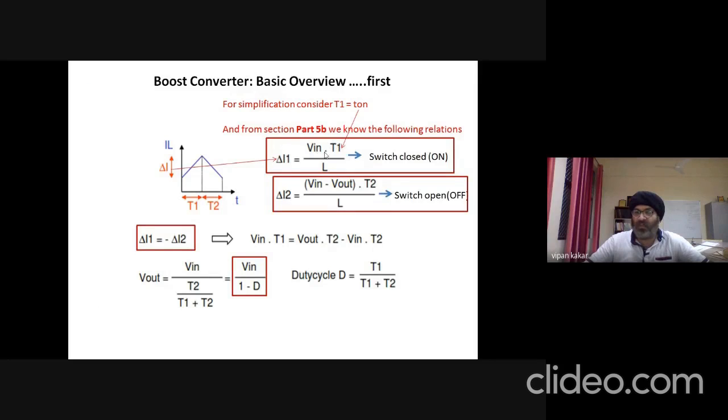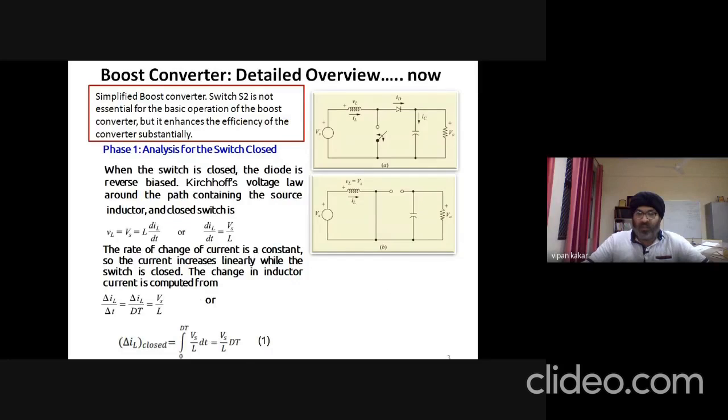This is the turn on time. This is the input voltage. This is the inductor current. Just by using our electrical circuit theory, using mathematical analysis, we can find the same thing. Vs is the input voltage, L is the inductor, dT is the turn on time, T on.